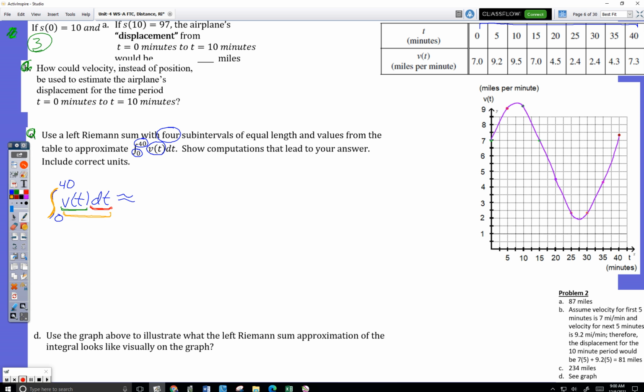Somebody mentioned the word antiderivative earlier. This is not an antiderivative. There is a relationship there. We won't talk about it yet. This is not an antiderivative. This is an integral.